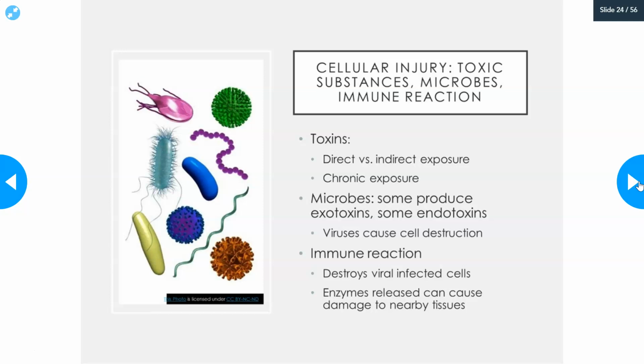eventually causing cell destruction. Immune reactions, so you have cell-mediated immunity that will destroy your virally infected cells, and then those cells, as they're being destroyed, can release enzymes, and those enzymes can even cause damage to nearby tissue. So, for example, that would be in the case of hepatitis. Your hepatocytes are damaged; they release AST and ALT. And of course, the inflammation and the damage can then cause damage to the adjoining tissue.